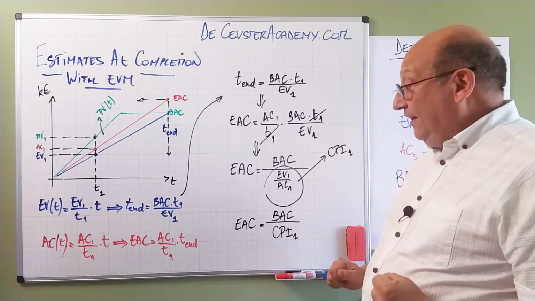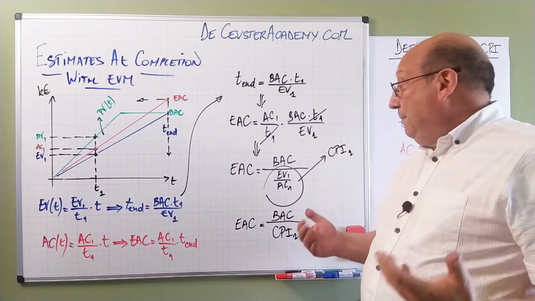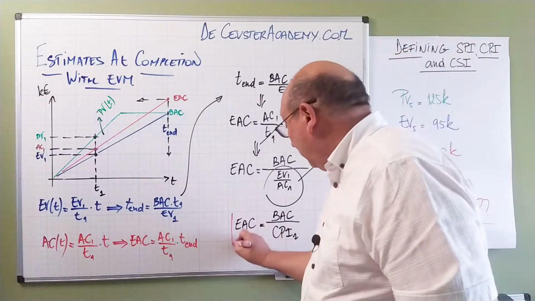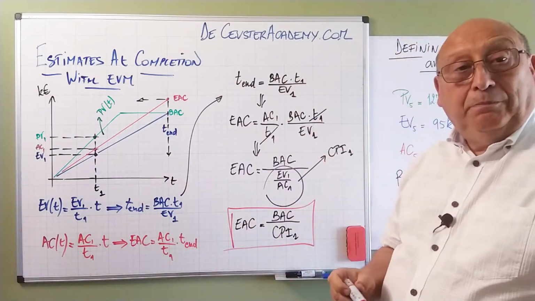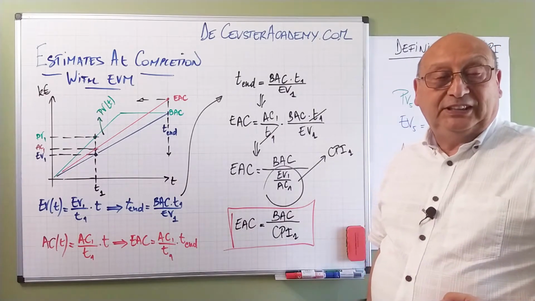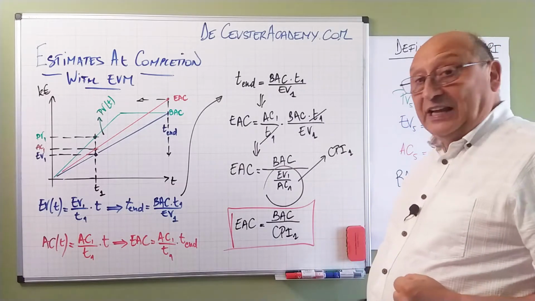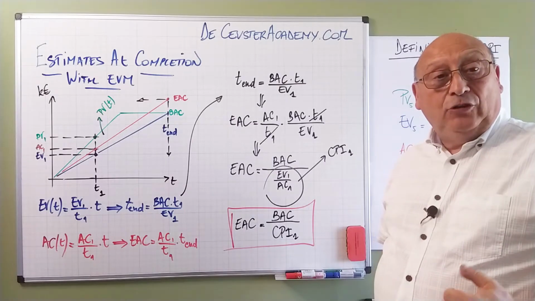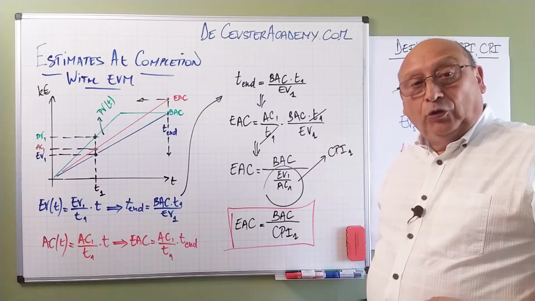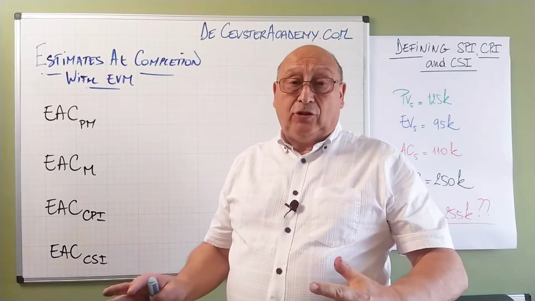So we find the end time, we replace it in the expression of the actual cost, and basically we find a very simple relationship where the estimate at completion is equal to the budget at completion divided by the cost performance index. And that's one of those equations that we will find again later when we are defining all the different estimates at completion. Okay, so we did some calculations.